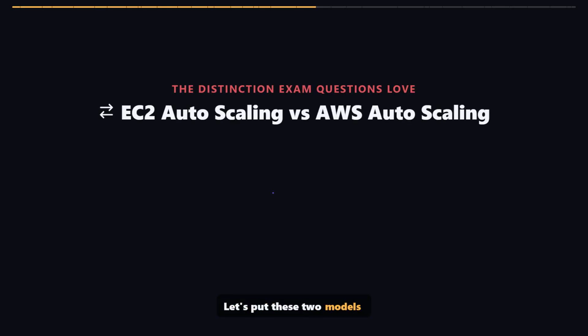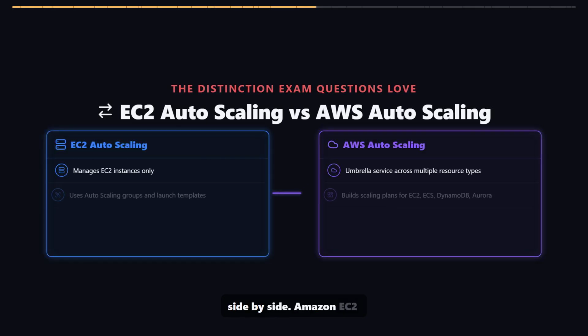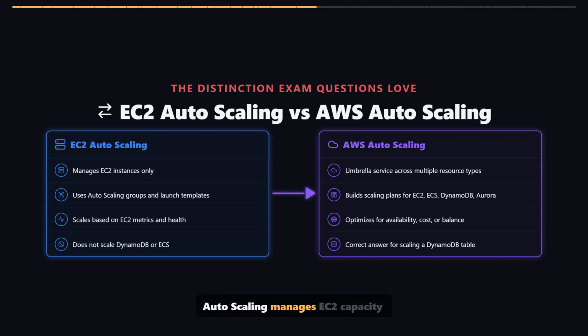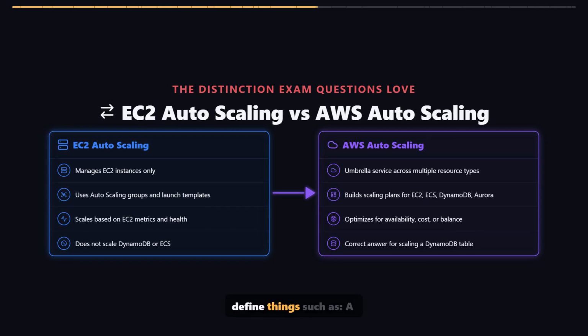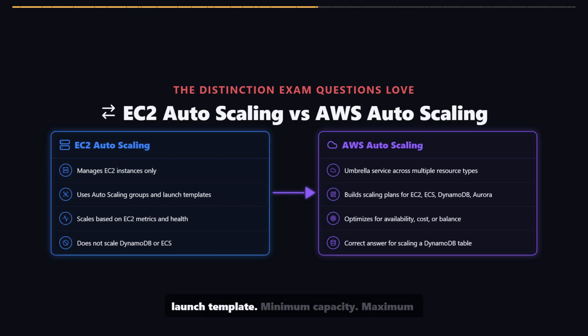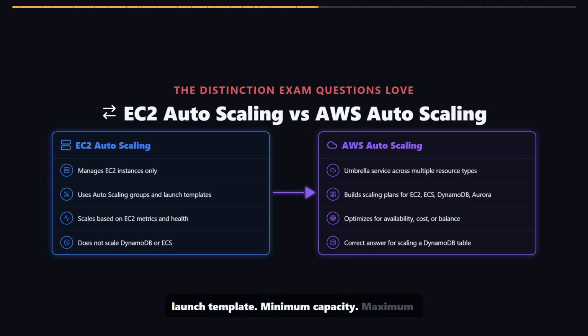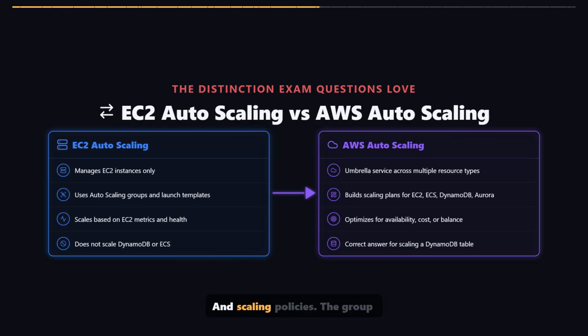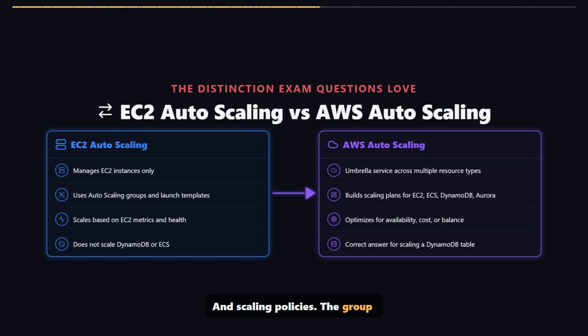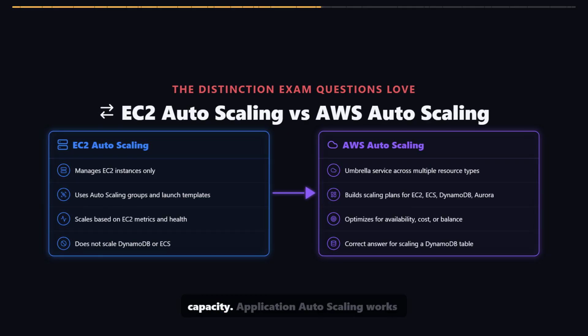Let's put these two models side by side. Amazon EC2 auto-scaling manages EC2 capacity through auto-scaling groups. You define things such as a launch template, minimum capacity, maximum capacity, desired capacity, health checks, and scaling policies. The group launches, terminates, and replaces EC2 instances to maintain the required capacity.